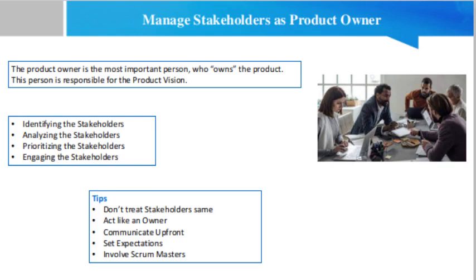Communicate upfront. Never hesitate to say no to the stakeholders. Being a product owner, you know what is good for the project and what is bad for the project. In order to make it successful, as and when needed for certain decisions and for the benefit of the project, feel free to say no to the stakeholders and be upfront in doing so.